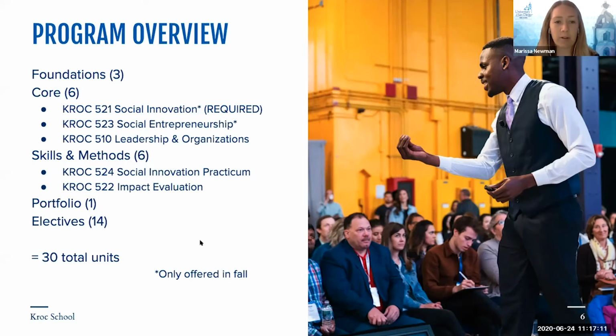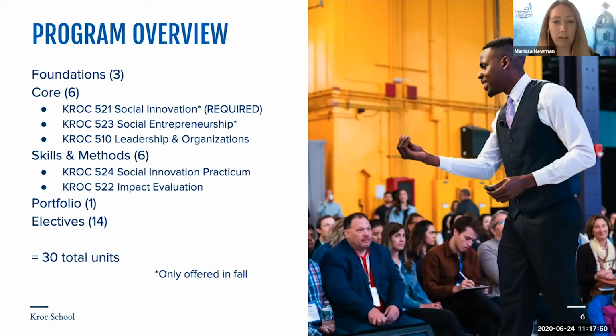So first we have a program overview. These are the requirements for the MOSSE program. You'll take your foundations course this fall, which is 3 units. Then you have 6 units required in the core category. Of those 6, 3 must be from Kroc 521, Social Innovation, and then you can choose between Kroc 523, Social Entrepreneurship, and Kroc 510, Leadership and Organizations. Please note that the starred courses are only offered this fall.